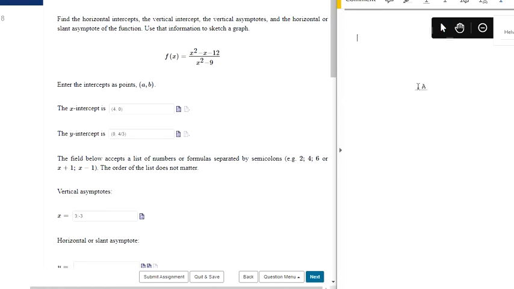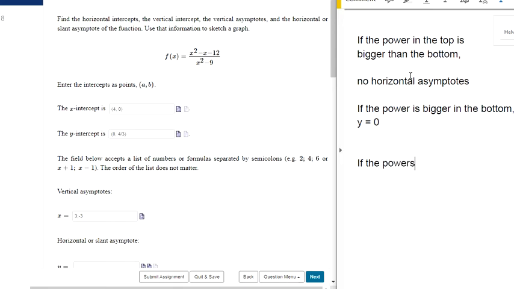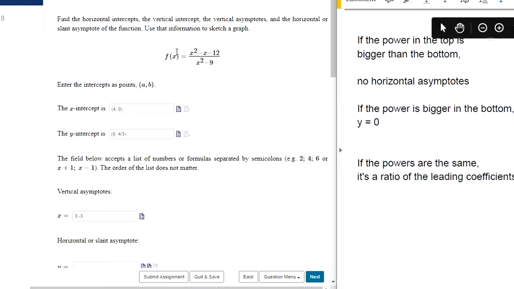They follow these rules. If the power in the top is bigger than the bottom, no horizontal asymptotes. The power is bigger in the bottom, y equals 0 is your horizontal asymptote. If the powers are the same, it's a ratio of the leading coefficients. And all that means is it's a ratio of these first numbers.